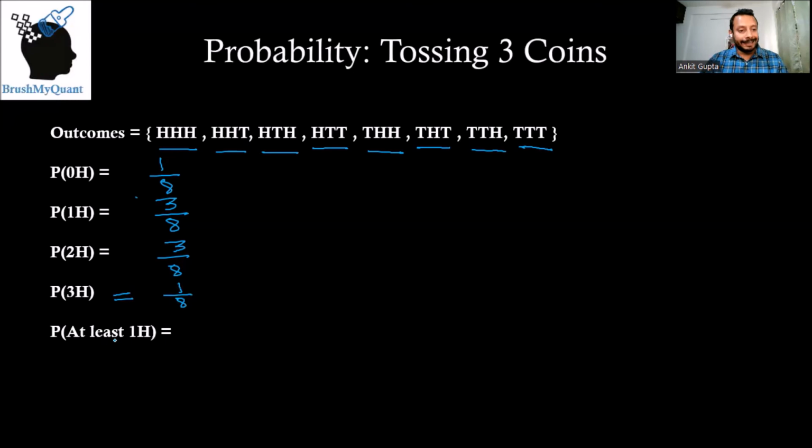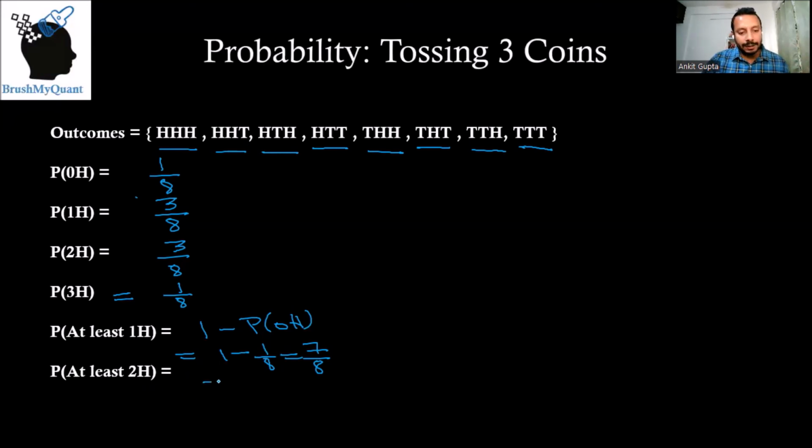And probability of getting at least 1 head will be nothing but 1 minus probability of 0 heads, which will be 1 minus 1 by 8, or nothing but 7 by 8. Probability of at least 2 heads. In this case, we can directly add it up because we know at least 2 heads means 2 heads or 3 heads, which is nothing but 3 by 8 plus 1 by 8, which is nothing but 4 by 8.